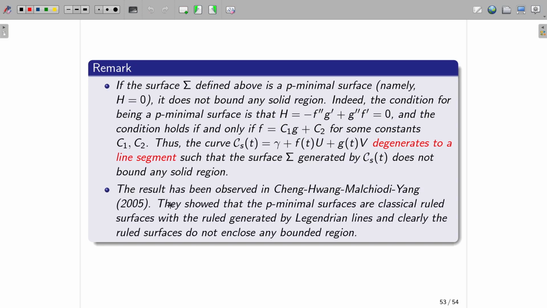The result has been observed by the previous mathematicians Chang, Huang, McCurdy, and Yang. They show that the P minimal surfaces are classical ruled surfaces with the rule generated by Legendrian lines, and the ruled surface does not enclose any bounded region.